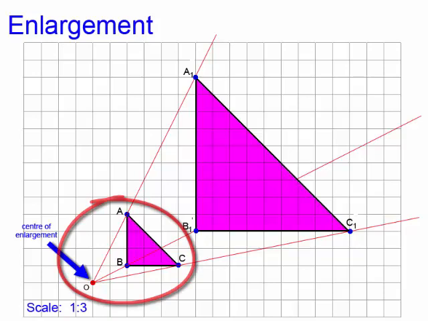We start by drawing lines from point O through reference points in the small triangle. In this example, we use the points A, B and C. And somewhere on these lines will be the new coordinates for our larger triangle. And to find where exactly these new coordinates are, we use the scale.